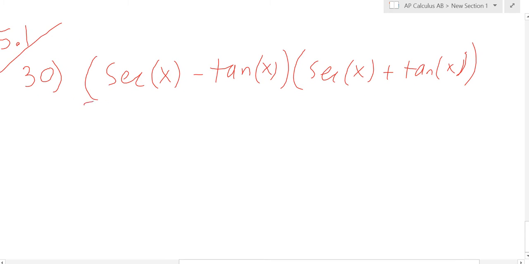Look, even if only one of them were over secant, the fact that it's all multiplication means you can just make it all over secant. Like, you don't need a common denominator for multiplication. Okay? So this is just all over secant.